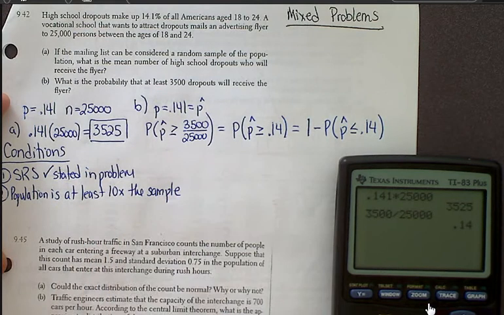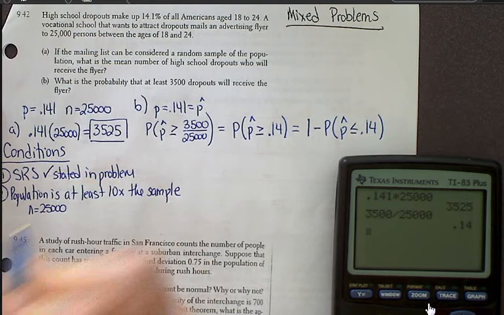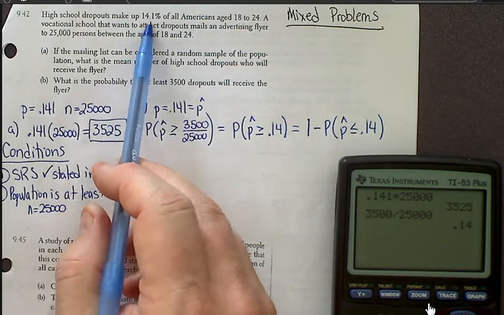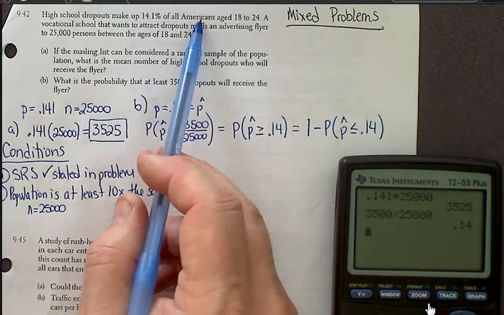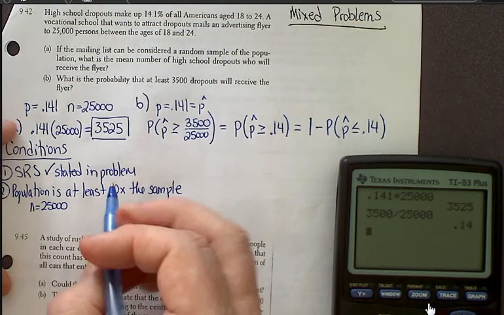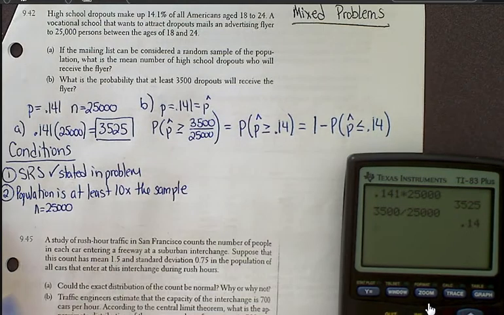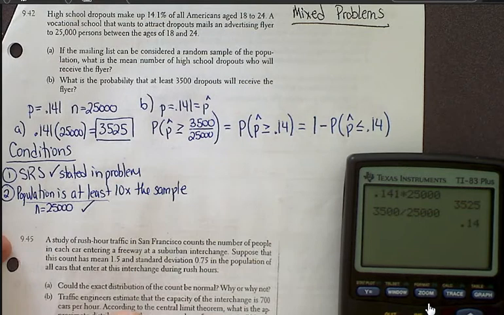Okay, and our sample n is 25,000. And we look and it says, according to the problem, of all Americans aged 18 to 24. So our population is Americans between the ages of 18 and 24, and we can assume that the population of Americans between 18 and 24 is going to be at least 10 times that sample, 250,000. That's a good assumption. We can do that.